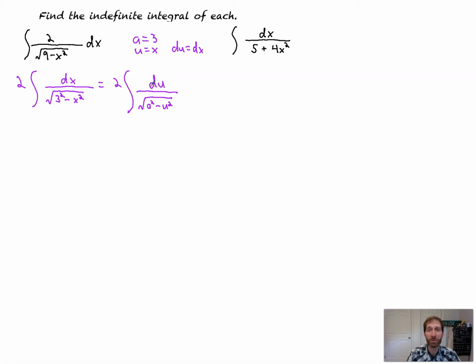So now all I've got to do is recognize that that is exactly arc sine. So this is 2 arc sine of u over a plus c, and then we'll plug in. So it's almost like u substitution, just to fit our formula. So 2 arc sine of u, that's x, over a, which is 3, plus c. And you're done.